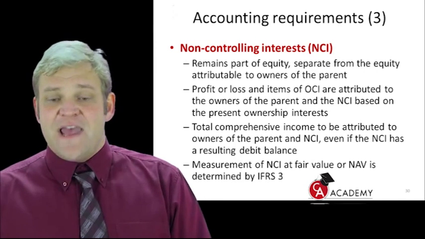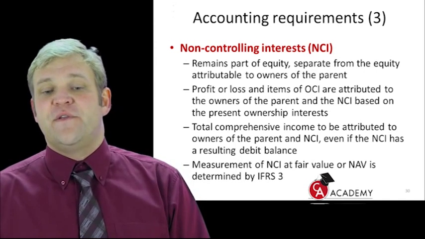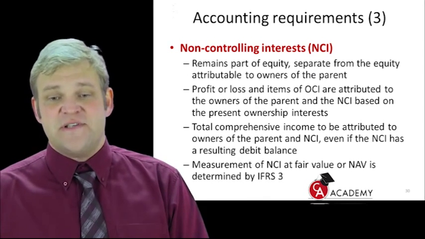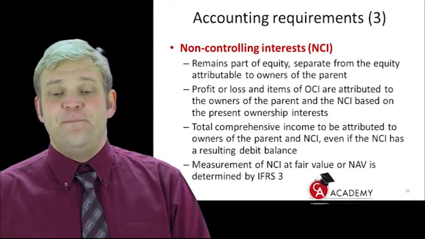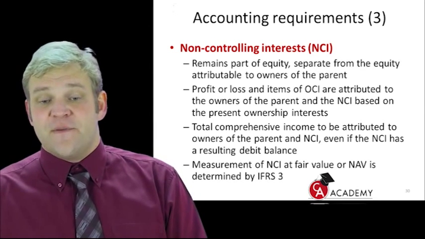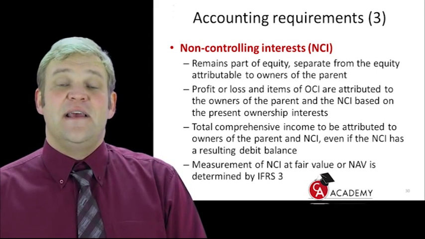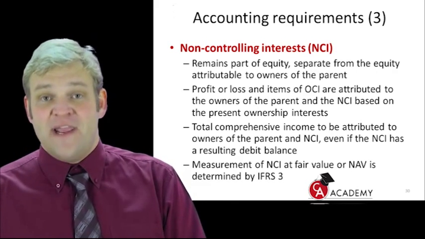Profit or loss and items of OCI are attributed to the owners of the parent and the NCI based on the present ownership interests. Total comprehensive income is to be attributed to the owners of the parent and the NCI, even if the NCI is resulting then in a debit balance or a negative balance.